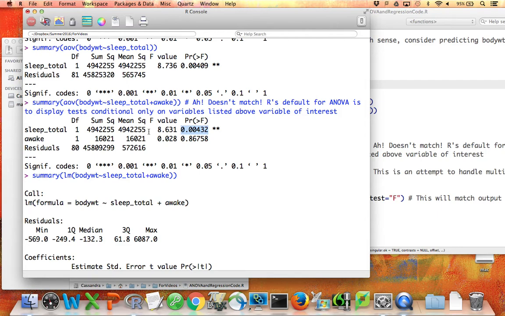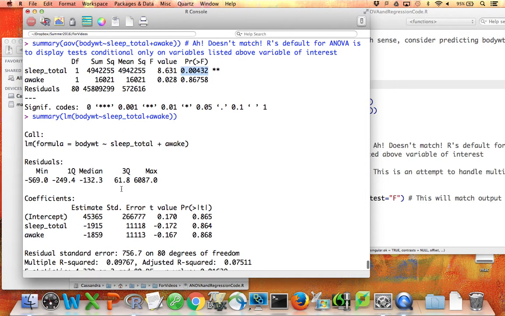So for that reason, the p-value associated with sleep total in this ANOVA, when we run the model on both variables, is not the same as the p-value for sleep total in the linear output from the LM output. They're just answering different questions. Again, the p-value for awake is the same in both of these, because in both cases it's comparing the model with sleep total and awake to the model with only sleep total. But this one here is comparing the model with sleep total and awake to the model with only awake, while this one is comparing the equal means model to the model with only sleep total.